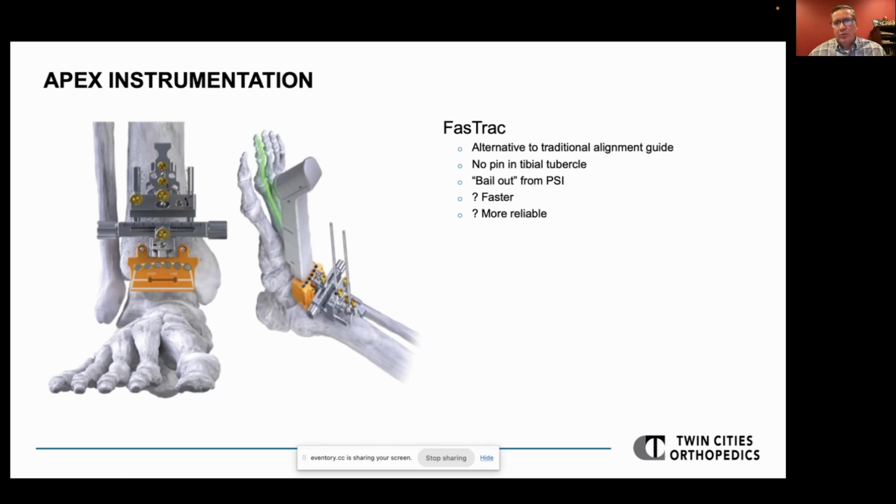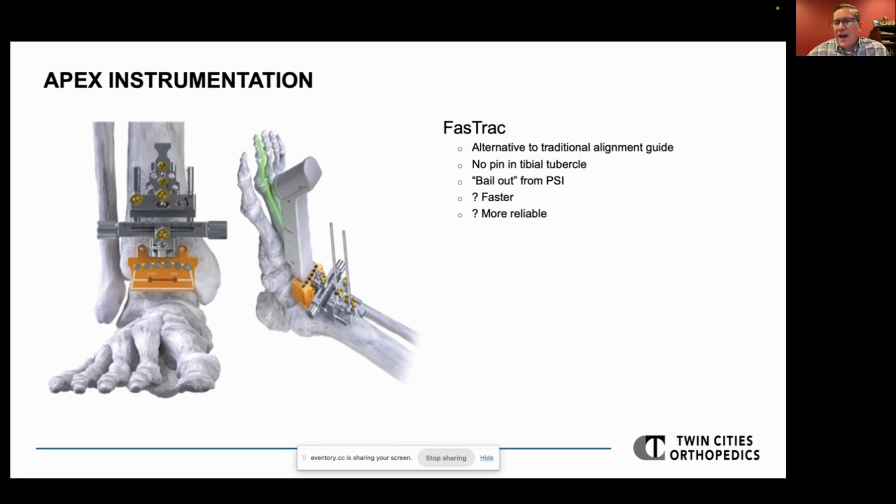The pin in the tibial tubercle, not a game changer. Patients don't necessarily always complain about it, but certainly sometimes they don't like it. They're kneeling on their knee scooter and it's painful as they're going through their recovery. If they have a total knee above, then you don't have to worry about getting a pin up near their total knee. So it's nice not to have to put a pin in the tibial tubercle.